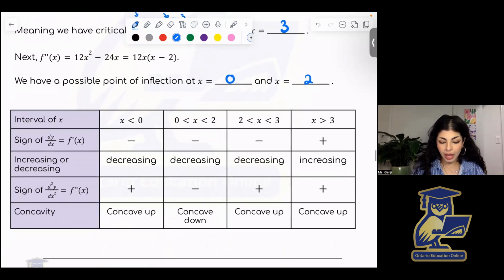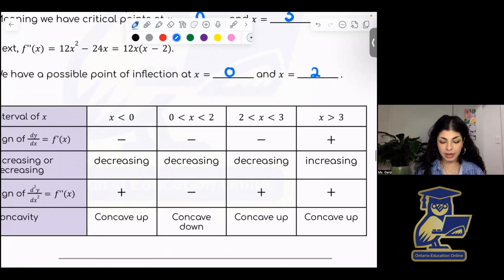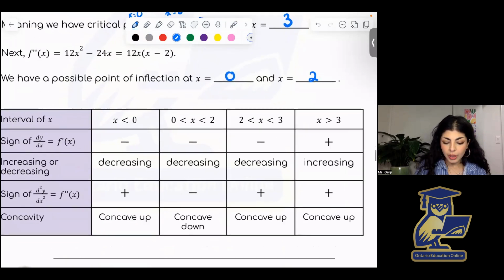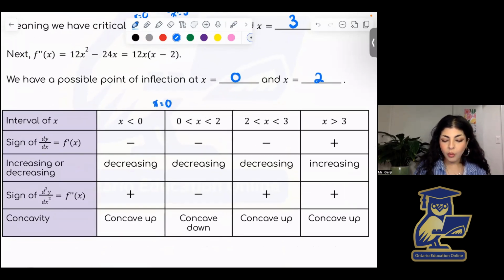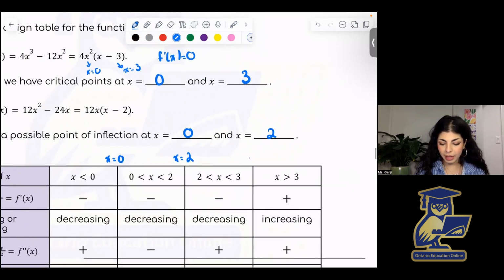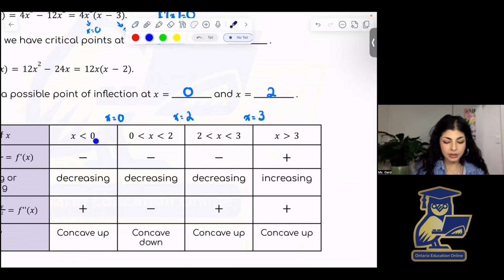So now I'm setting my table up and I already have set it up for you, but I'm going to go through it and explain each part. So here is x is 0, which is actually both a critical point and a possible point of inflection. Then I have the second possible point of inflection here, and finally my next one, which is the critical point, x is 3. And so these intervals here, this is of course x is less than 0, this is x between 0 and 2, x between 2 and 3, and x is greater than 3.